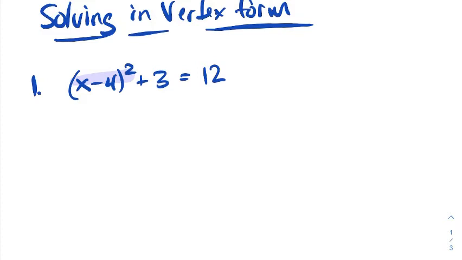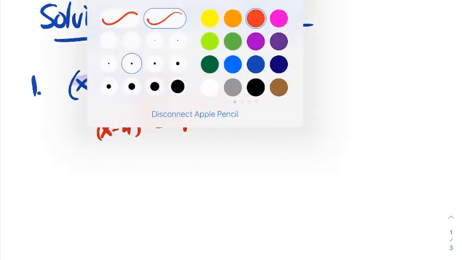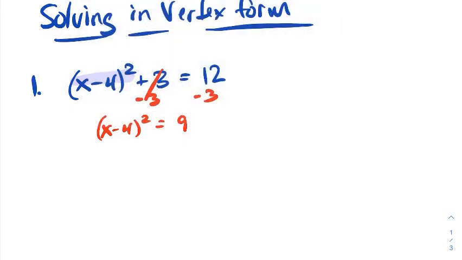So the first thing we're going to do is subtract our 3, get it over there. We end up with x minus 4 squared equals 9. Now that it is isolated, we can take the square root of both sides. So we end up with x minus 4 equals plus or minus 3. You can't forget the plus or minus, because when you do that, you lose one of your x-intercepts.